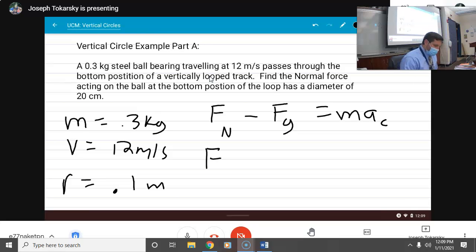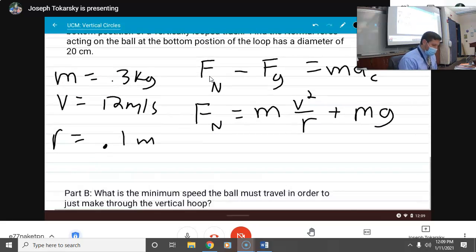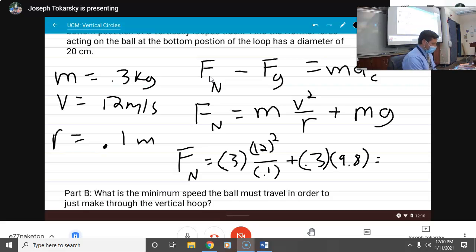Solving for normal force just simply means adding weight to the other side, and for centripetal acceleration, I can plug in v squared over r at this point. Add over the weight, which we know is m times little g, right? Let's go straight to that. Plug in the numbers. I get 0.3 times 12 squared divided by 0.1 plus 0.3 times 9.8. Run all those correctly.